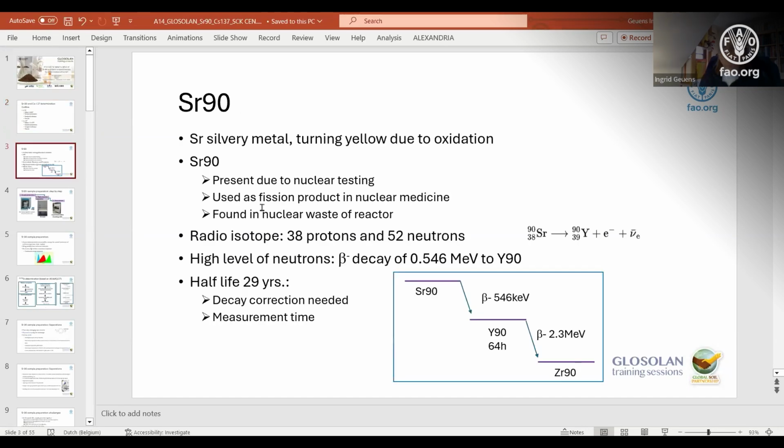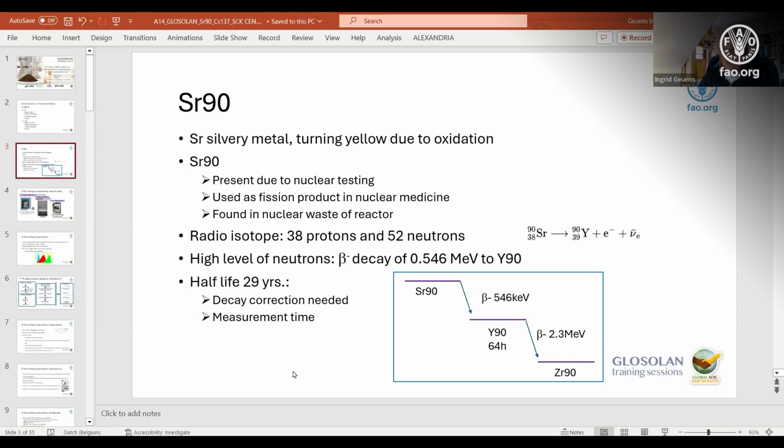So first of all, strontium-90. Strontium is in fact a silvery metal. It can turn yellow due to oxidation, so most of the time we see it as a yellow product. Strontium-90 is present due to nuclear testing. It's also used effectively as a fission product in nuclear medicine, in order to use it for cancer treatments. And it's also found in nuclear waste of reactors.